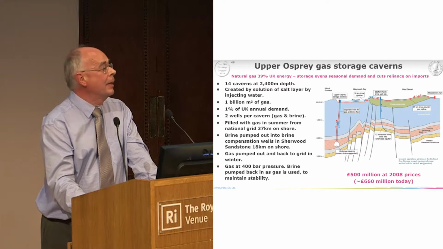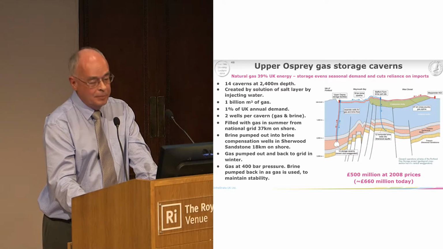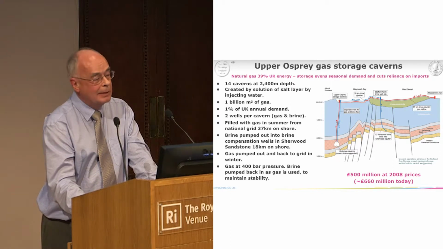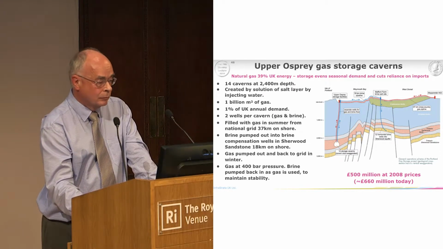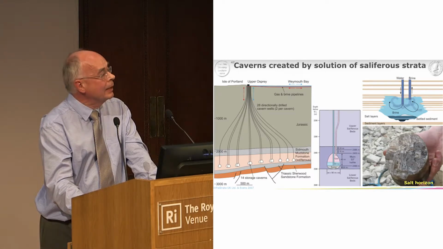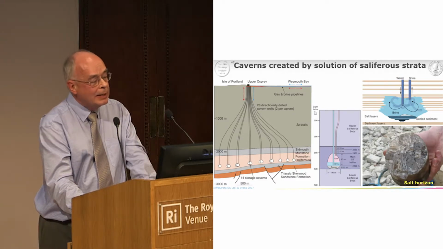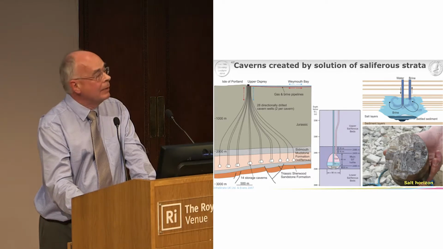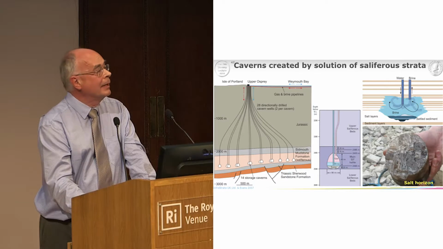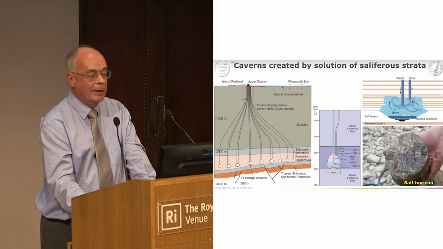And this was going to be about a £500 million job at 2008 prices, more like 660 million at today's prices. This is a schematic of the 14 wells and 14 caverns and 28 wells that were going to be produced by directional drilling methods. And at the top right is a little cartoon showing you how these are constructed.